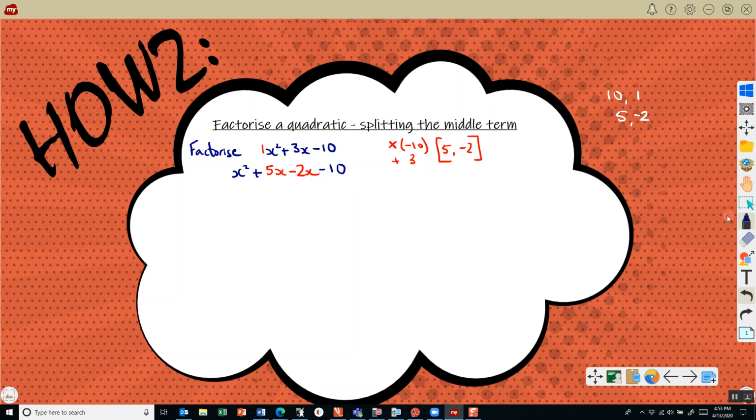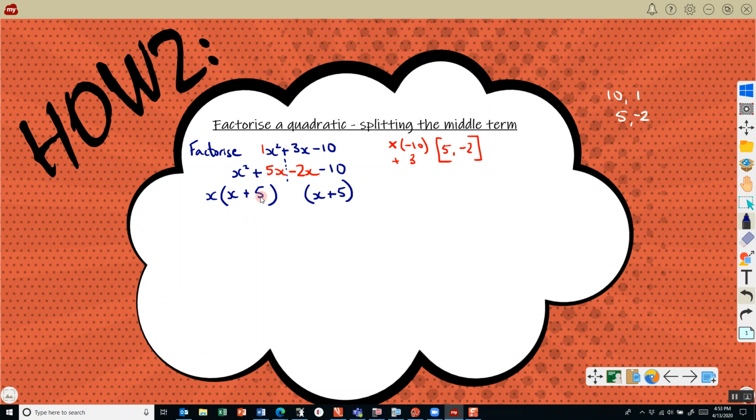The next thing we do, we look at the first half only, we split it up. We take out a common factor. If you're not sure about common factors, I will do another how-to on that. What is the common factor of x squared and 5x? What goes into both of these? X. We think to ourselves, x times what is x squared? X times x. X times what is positive 5? Well, plus 5.